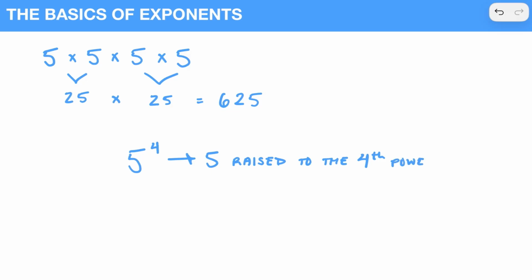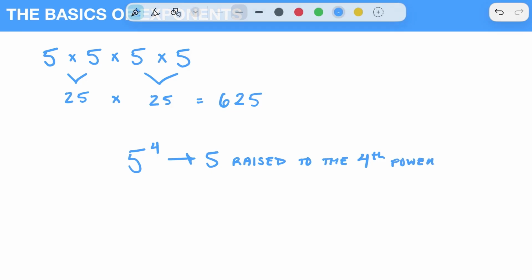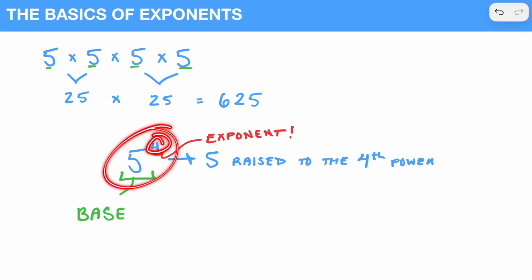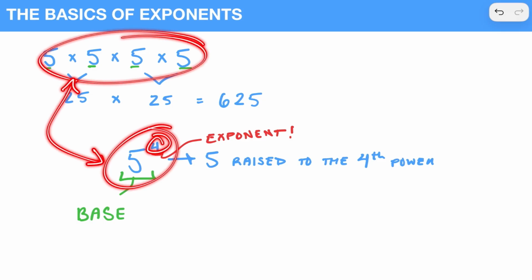Now, a couple things to know. This number right here, the 5, this is called the base. This is the number that gets repeated over and over and over. The number on top, the 4 in this case, this is the exponent. This is how many times that number gets multiplied by itself. 5 times 5 times 5 times 5, 4 times is why we have an exponent of 4. These are two different ways of saying the same thing.